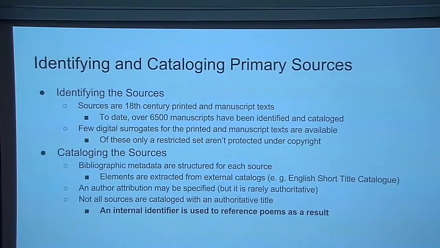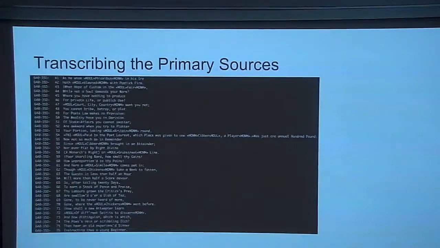Bibliographic metadata is just extracted from external catalogs. Probably the most significant source that they use is the ESTC, or the English Short Title Catalog. This goes through also a process of manual curation. The researchers themselves will identify whether or not an author attribution is authoritative. And further, given that not all poems are going to be cataloged within an authoritative title, in all cases, consistently, an internal identifier is used to reference the poems as a result.